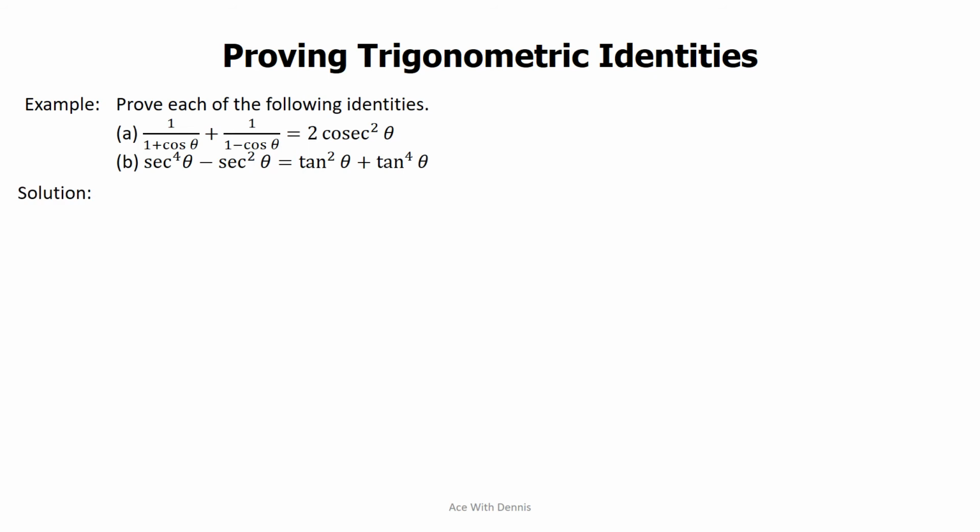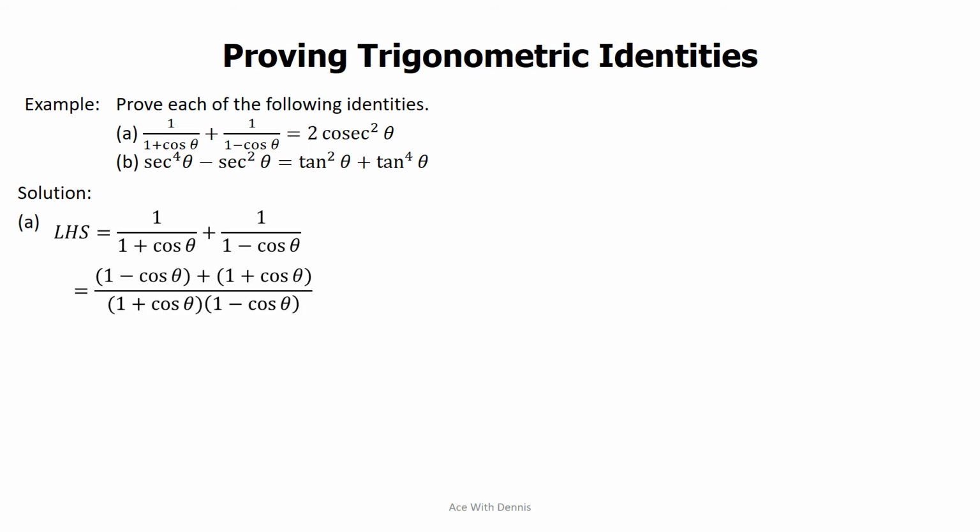Okay, now look at this question, right? It seems like it is an equation, but it is not. We need to prove that the left equals the right. Okay, so now you should start from one side. Okay, now let's look at A first. We start from the left hand side. Actually, you can start from the right hand side if you like. Right, let's say I want to start for A from the left hand side, which equals 1 over (1 + cosine theta) plus 1 over (1 − cosine theta).